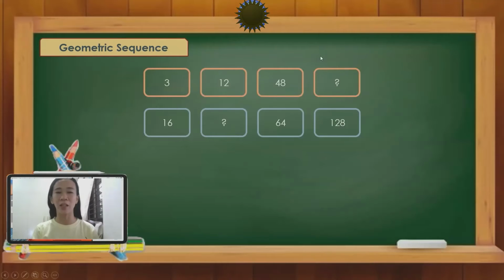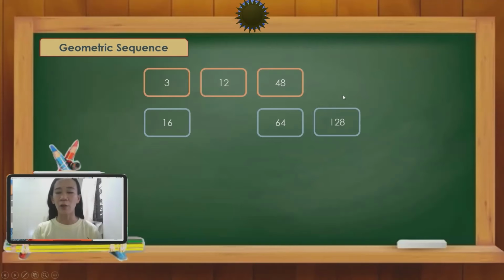It says there that we should have a common ratio. So what is our common ratio for this sequence? That is 12 divided by 3, which is 4. Then it means our common ratio is 4. Let us check: 48 divided by 12 is 4. Yes, we are correct that our common ratio is 4. Therefore, for this sequence, our fourth term is 192.